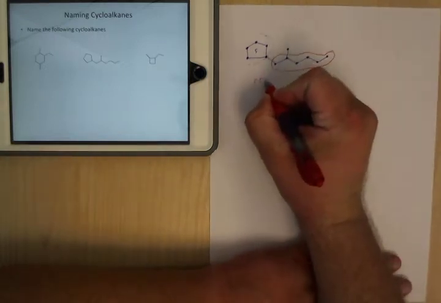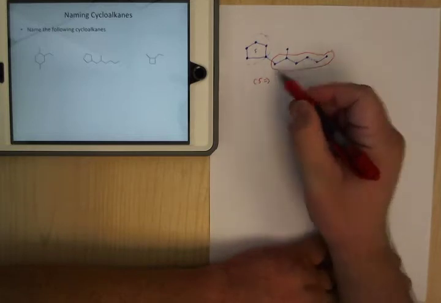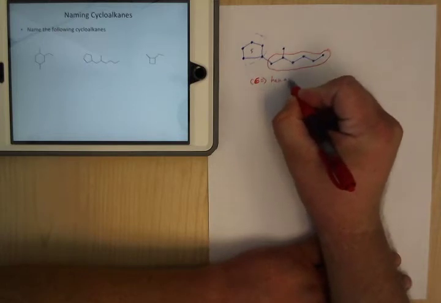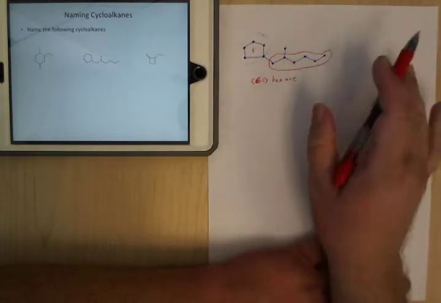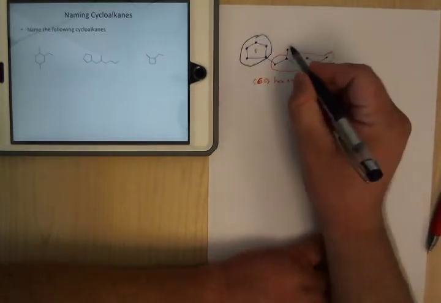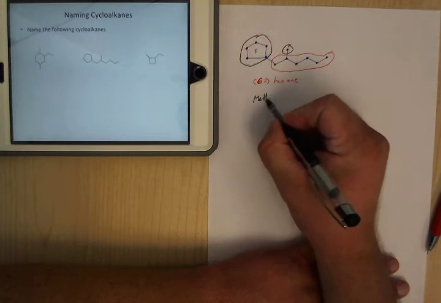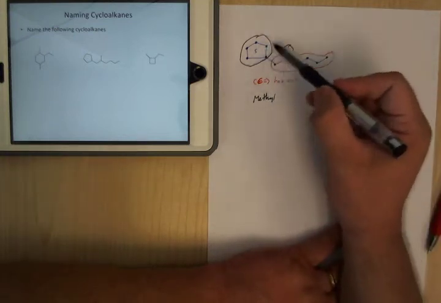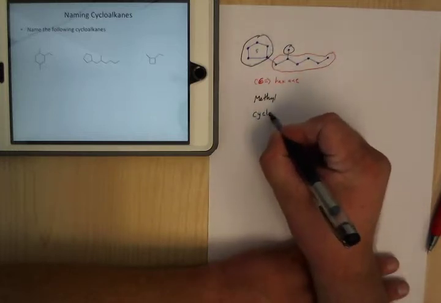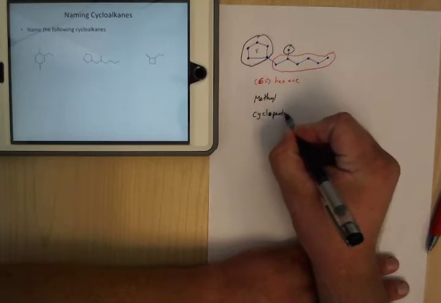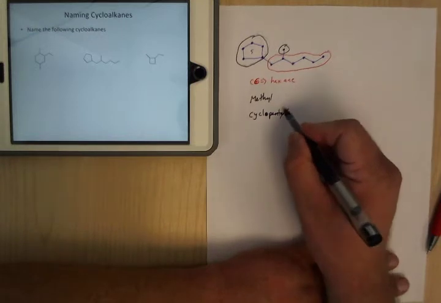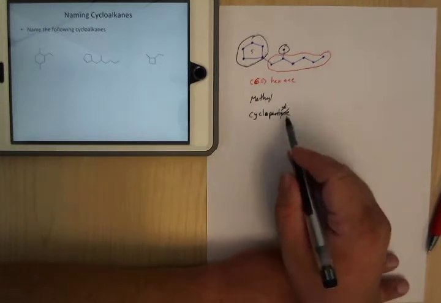Okay, so here we have a C6: 1, 2, 3, 4, 5, 6, so that'd be hexane. It's a straight chain, so no cyclo. Now for the side chains, we have that guy, and we have this one, so we have a methyl group. But how do we name this? Well, if it was just a regular alkane, it would be cyclopentane. But just like any other side chain, we remove the A and E to say it's a side chain and replace it with YL, so it'll be cyclopentyl.